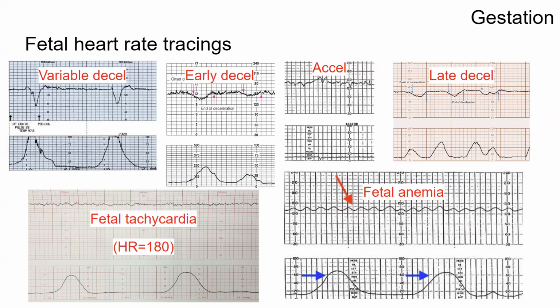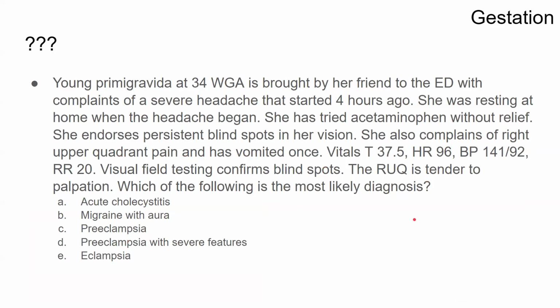In either case, this is bad. You need to get this baby out sooner rather than later. Off the top of my head, I don't think this is an indication for C-section. I'll have to look into that and hopefully close the loop in a future episode. In either case, if you see a fetal heart rate tracing showing fetal anemia, it's bad, and there's something pathologic going on. Okay, that ties up fetal heart rate tracings, at least for now, in this episode. So we will move on to another vignette.